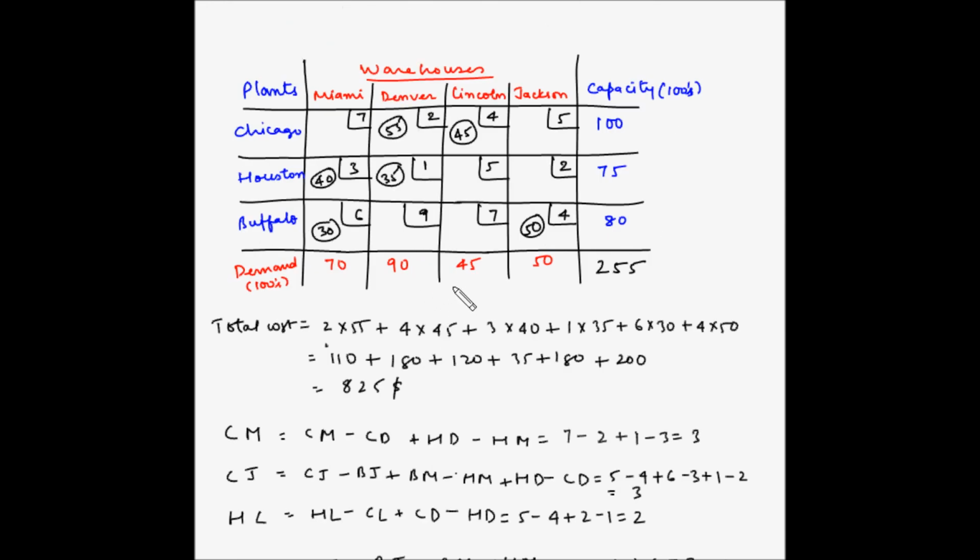So this solution here is the optimal solution, and the total cost of transportation is $825. Now again, let's not forget to multiply this total cost by 100 because the capacities here were expressed in terms of hundreds. So the total cost is equal to 825 multiplied by 100, which is $82,500.